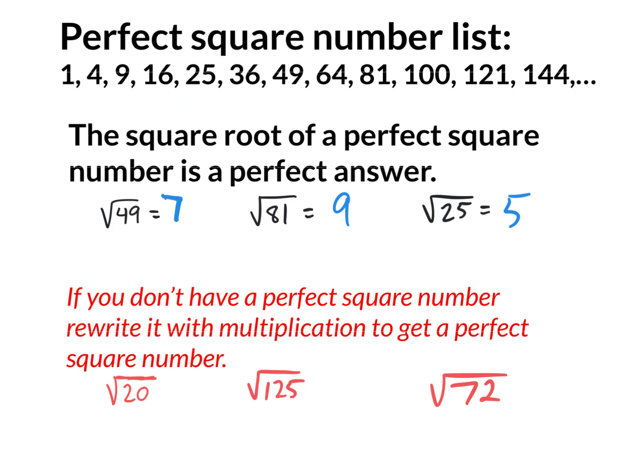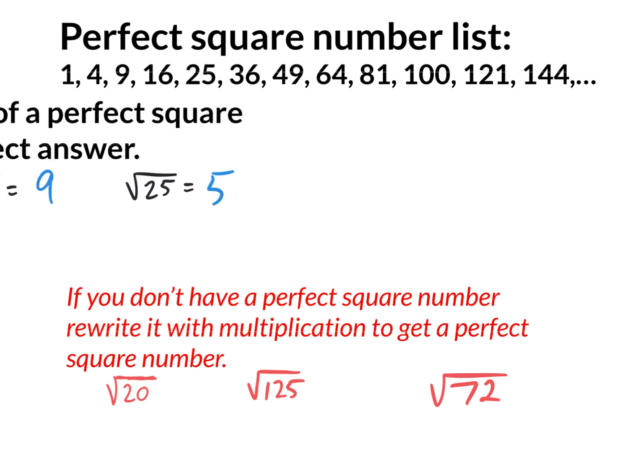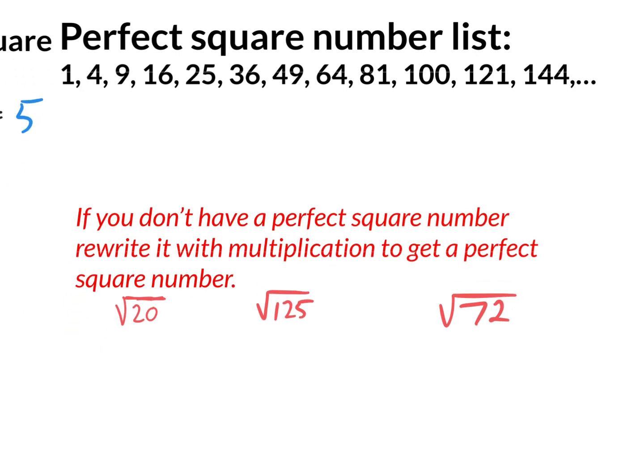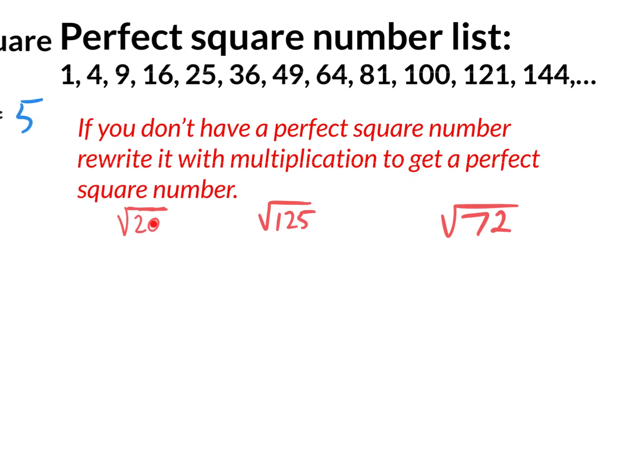However, we don't want decimal approximations. I mean, sometimes I do, but not on this section. On this section, I want you to simplify it. And the idea is that if you don't have a perfect square number inside your square root, rewrite it with multiplication to get a perfect square number. All right, so I'm going to move this out of the way. And think about 20. You could rewrite it with multiplication.